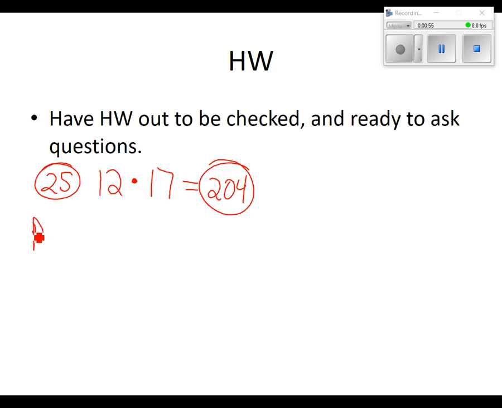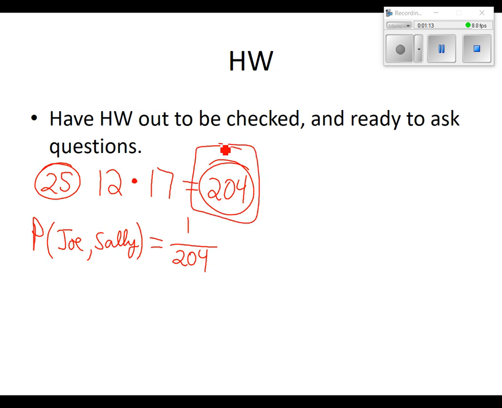So what's the probability, they didn't ask us this, what's the probability that we pick Joe and Sally for the two positions? 204. This is the answer, but if we were wanting to change it or figure out a probability, we could do that.